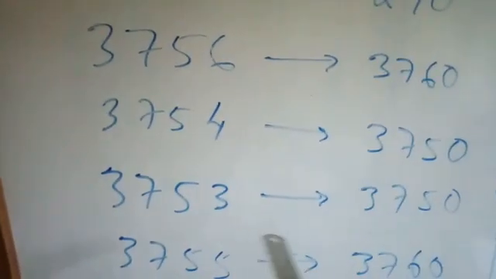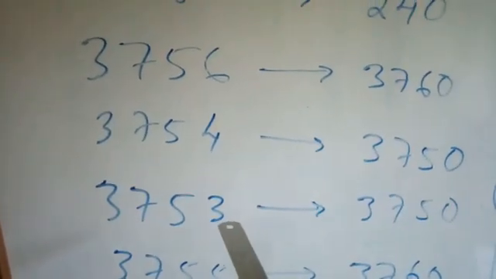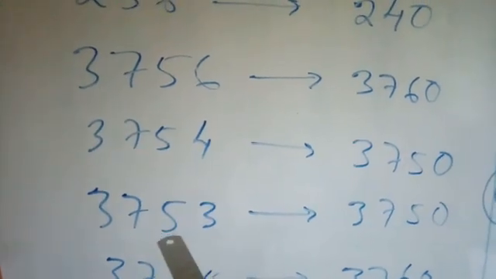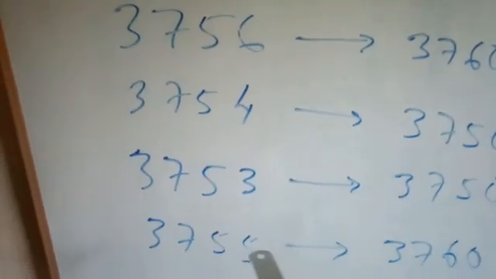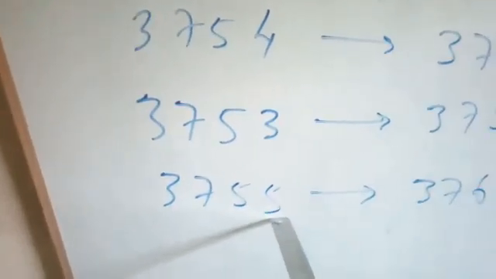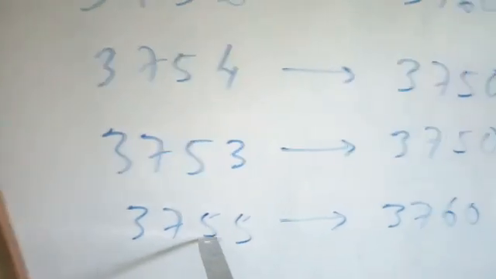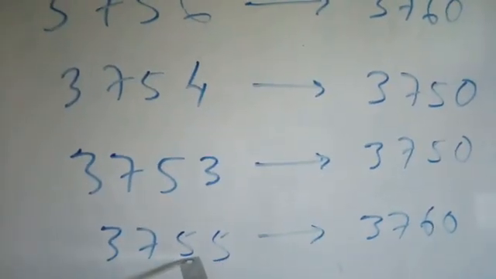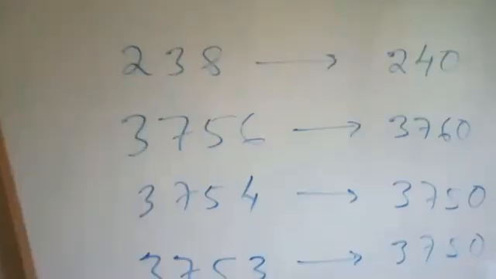Similarly, 3753 gives you 3750. Again, because this 3 is less than 5, we should not add anything to the tens place digit. Similarly, when we find 3755, what do you find here? The tens place digit is 5, and the ones place number is also 5 or more. So in that case we have to add one to this number. So 37, in the place of 5 we will write 6 and here 0. So 3760.